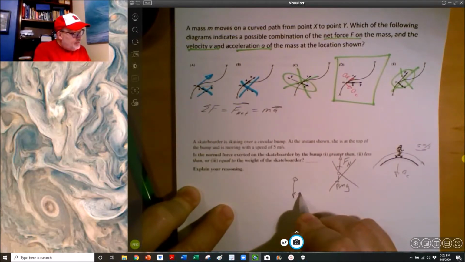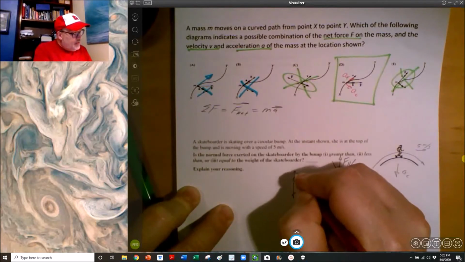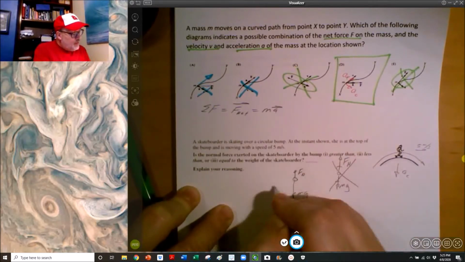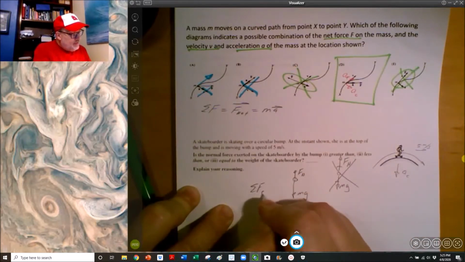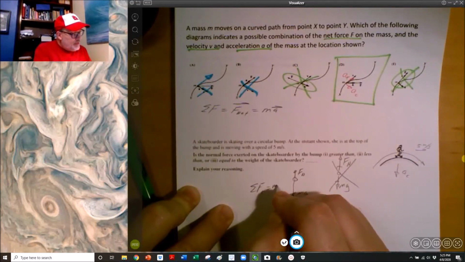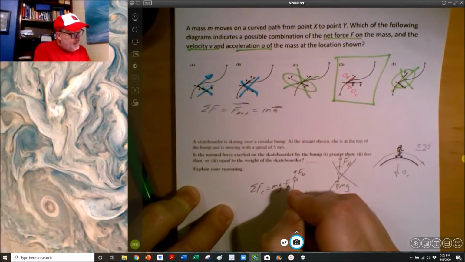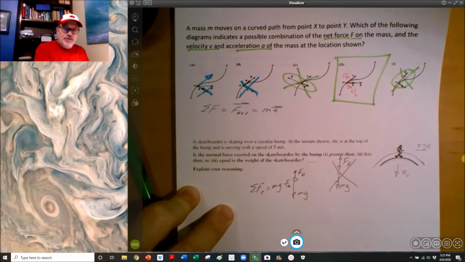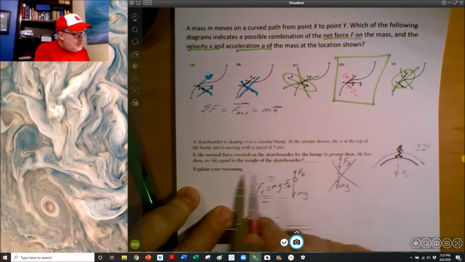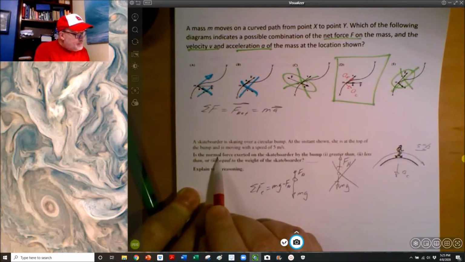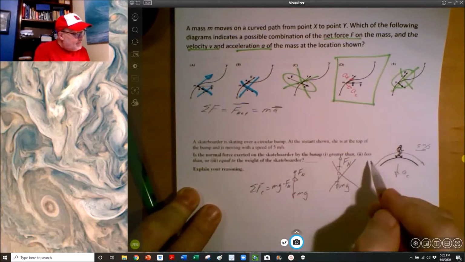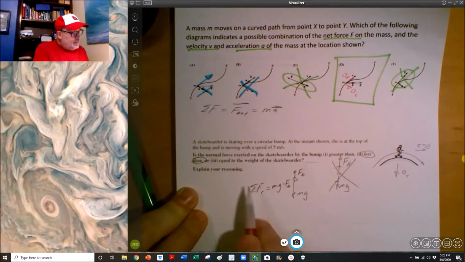So that means the gravity force must be bigger than the normal force up, so that we have a net centripetal force downward, which would be mg minus Fn. That's our centripetal force downward. So the answer would be the normal force on the skateboarder is less than the weight of the skateboarder.